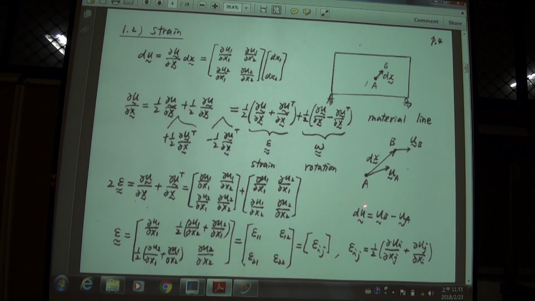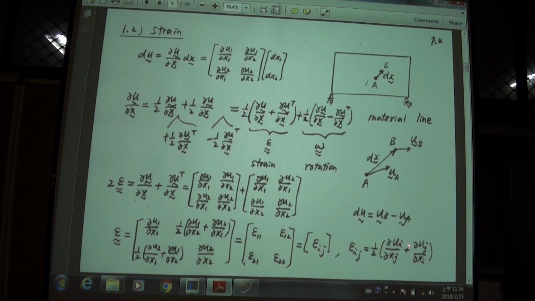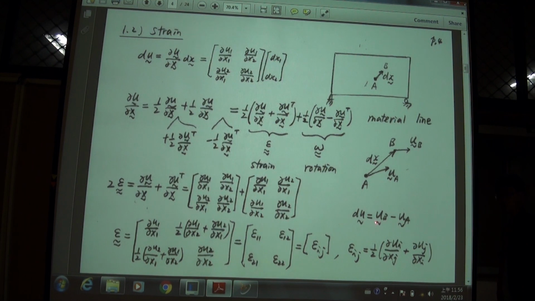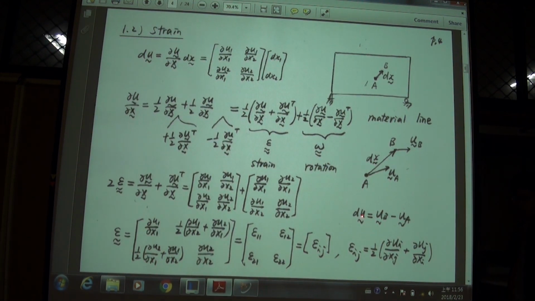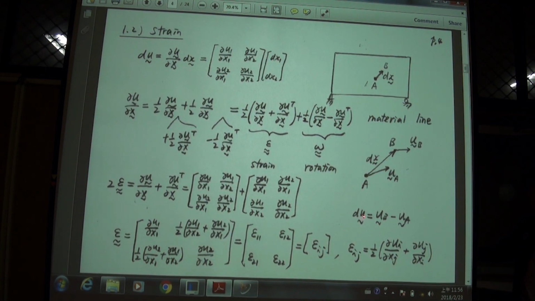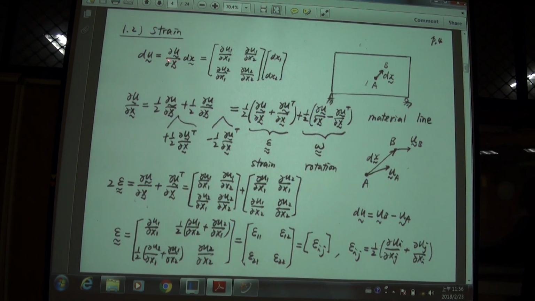So what is du? du is u_B minus u_A, which means that the displacement at point B and the displacement at point A are different. So they have a difference between these displacements. So this is du. And then how to compute du? Here is the mathematical relation.